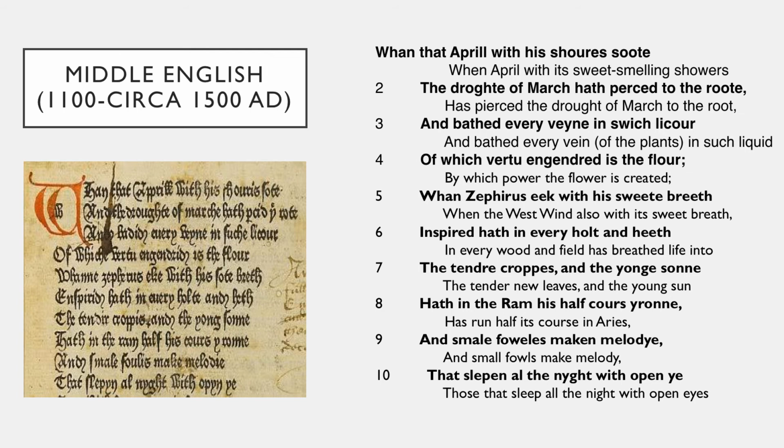And that goes to be translated as: when April with its sweet-smelling showers has pierced the drought of March to the root, and bathed every vein of the plant in such liquid, by which power the flower is created. So now we can start to understand much more than we did with Old English, don't we? But still, it's quite different from contemporary English. Wonderful. Let's see what comes next.